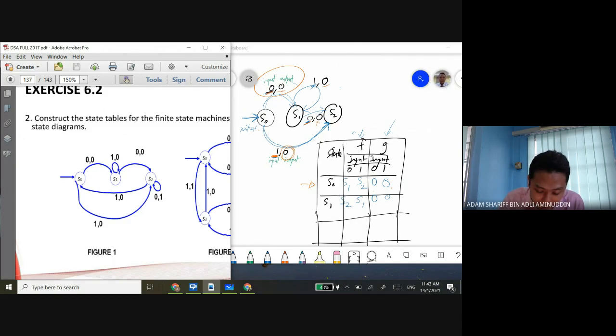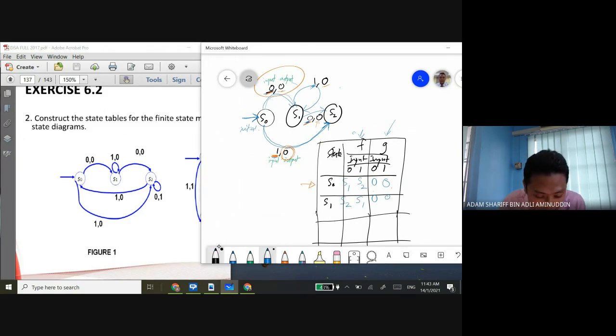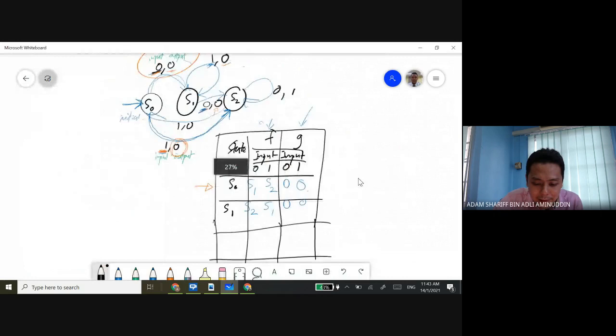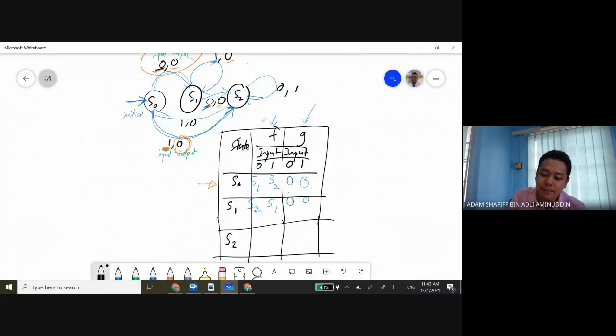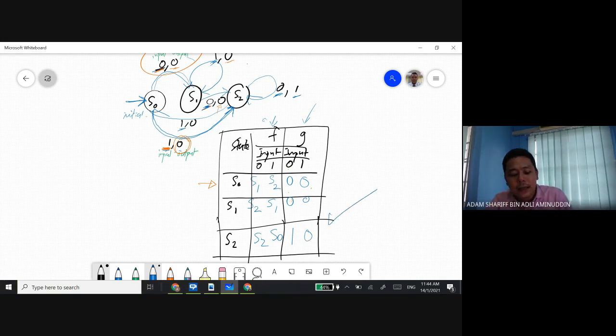Now tinggal S2 saja. S2 mengikut soalan ini. Dia ada satu je. Dia kalau ada satu anak panah keluar, dia ada dua. Satu, dua keluar sini. So, if the condition for S2 here, if the input is zero, it will remain at the same state. If the input is one, it will go to the S0. That is for F. And for G, if the input is zero, kanan ni adalah output dia satu lah, senang je. Ha. Kalau dia satu, kosong. Siaplah kita punya state table kita.